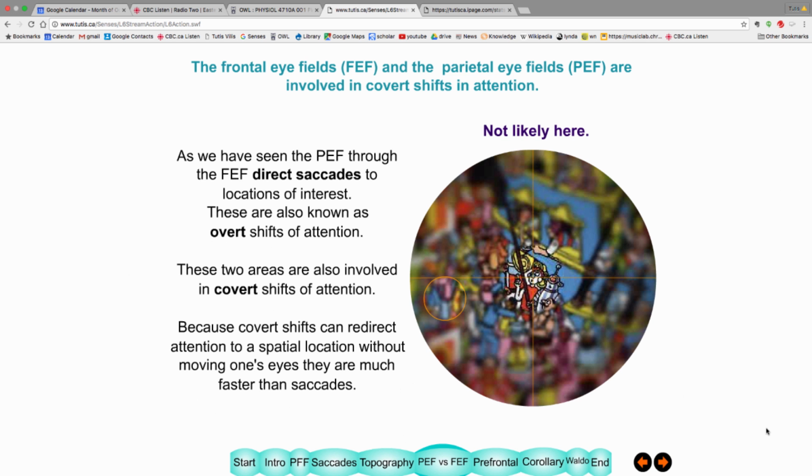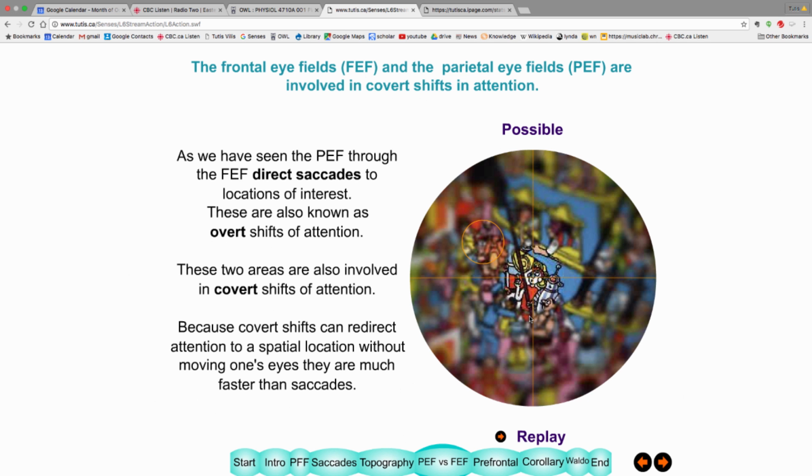Okay, another topic, Waldo. Now, both the frontal eye fields and the parietal eye fields are involved in covert shift of attention. We saw in the previous section that they're involved in overt shifts, that is, every time you make a saccade, that's an overt shift in attention. But they're also involved in covert.